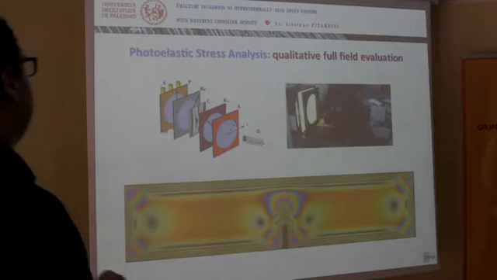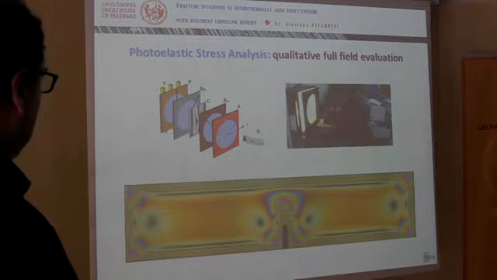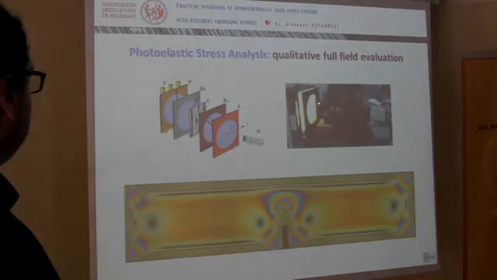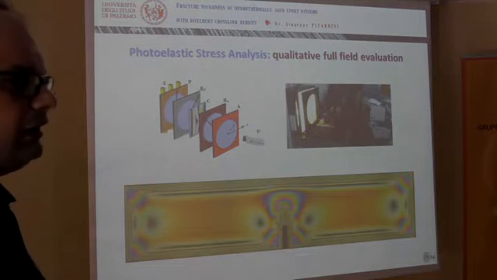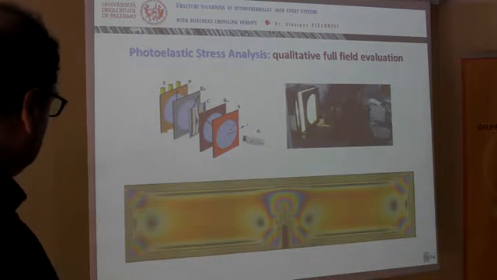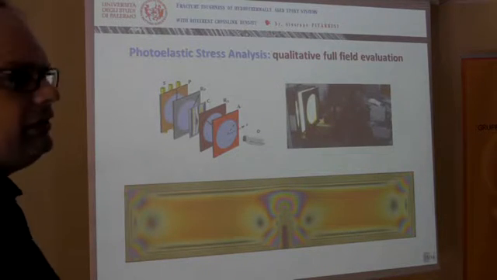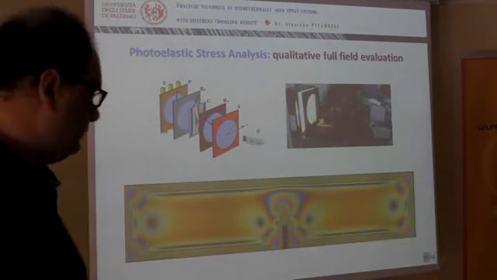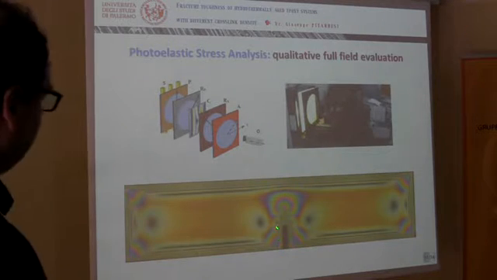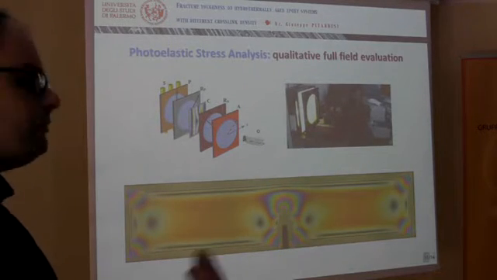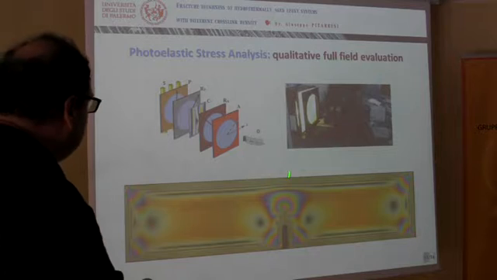So let's move to the photoelastic stress analysis. We have used a dark field circular polariscope. And this is what an isochromatic fringe map from photoelasticity looks like. As you can see, the presence of the crack changes quite dramatically the nature of the stress field around the crack tip.